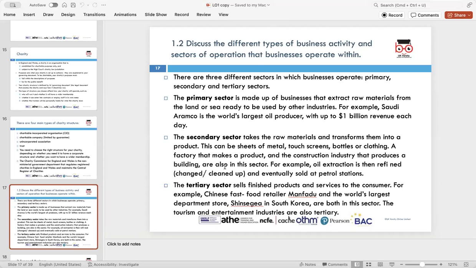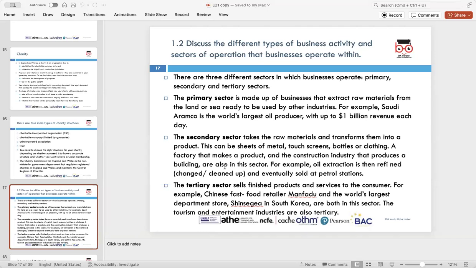So in the secondary sector, raw material resources are transformed into a product after being taken in by the primary sector. Pieces of metal, touch screens, bottles, or even clothes could fall into this category. The construction industry, which is responsible for the production of buildings, and a factory that manufactures a product are both included in this category. An example would be the process of refining, which involves cleaning up oil extractions before it is eventually sold at petrol stations.